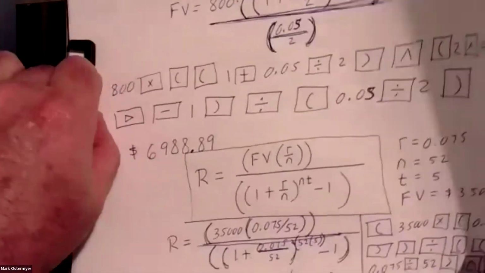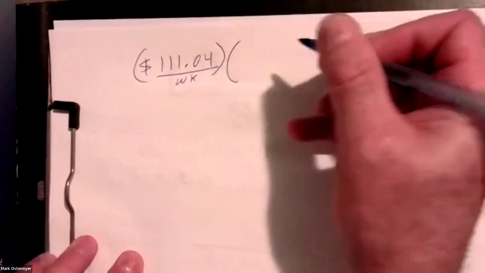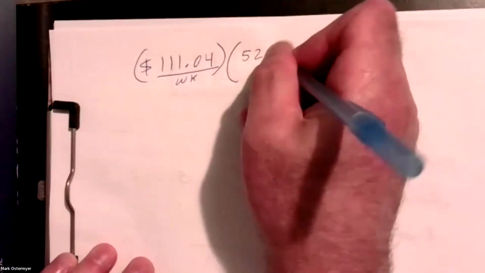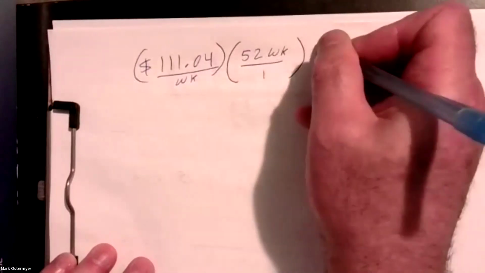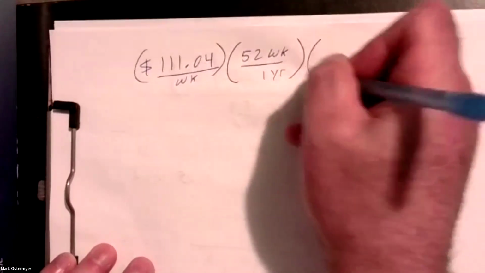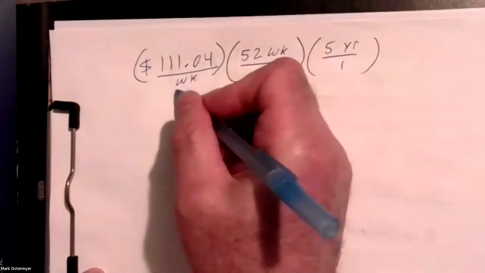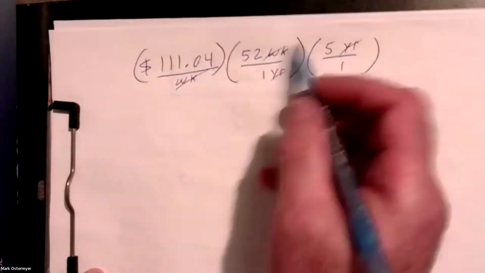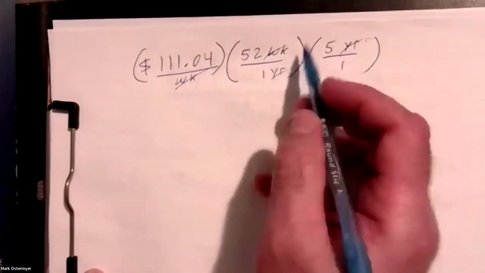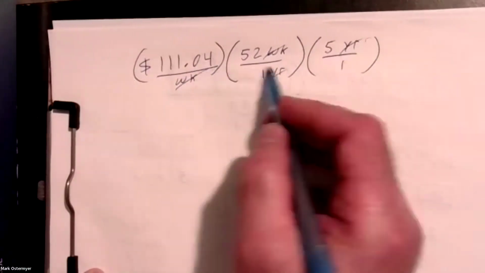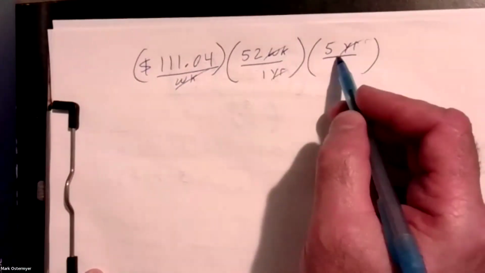Look, if I just made $111.04 of payments per week, times how many weeks in a year? 52 weeks for 1 year, right? For how many years? 5 years. What's going to happen here? Weeks cross cancel out, years cross cancel out. We're left with what? Money. Get on your calculator. What's 111.04 times 52 weeks per year times 5 years?